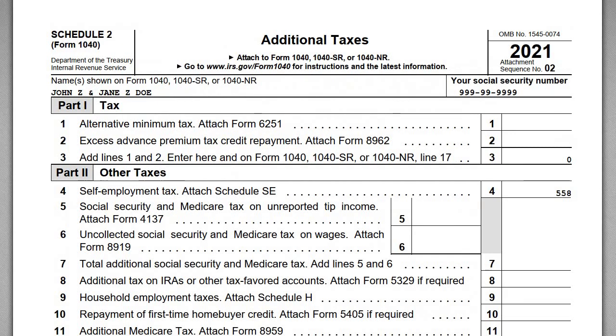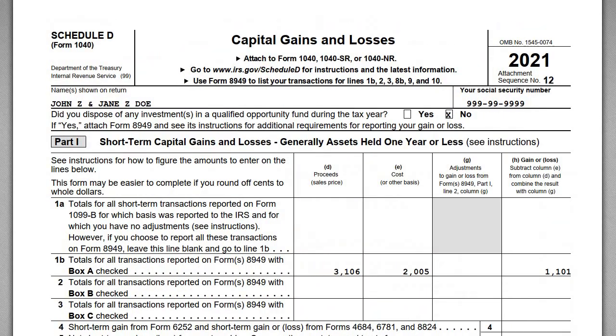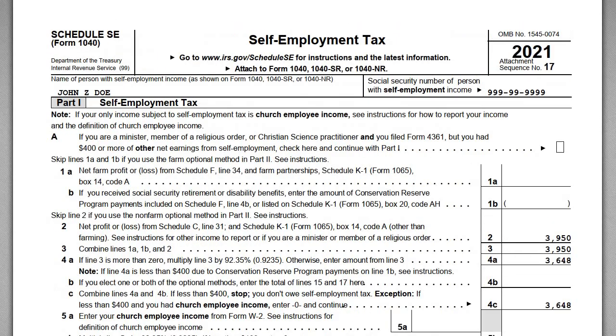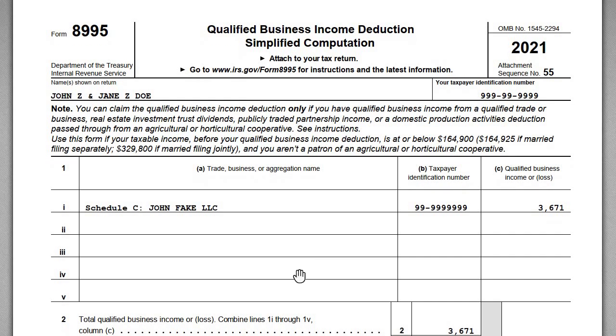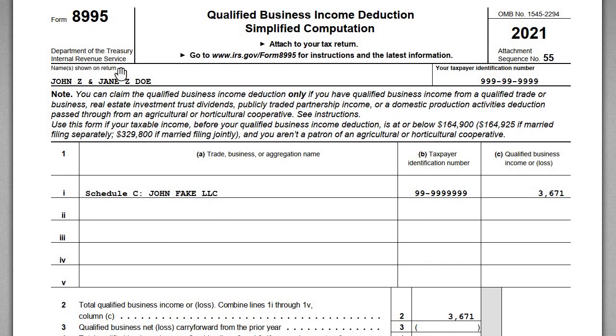Now the third big change is the QBI deduction, right? So if you're engaged in an ordinary trade or business, you likely have a qualified business income deduction. Form 8995 is used to report this. So we have John's LLC here. There's the amount of qualified business income or loss. That is the net income or loss from the Schedule C minus the deductible portion of the self-employment tax. So that's why it's $3,671 instead of that $3,950 number.